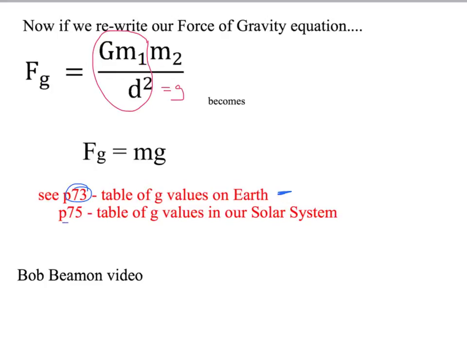There's also, on page 75 of your textbook, a table of little g values in our solar system. So if you were to go to the Moon or Mars or some other planet, you could find out what little g is, and then you could calculate what your weight would be on that planet. When we're in class, we're going to check out this Bob Beamon video. Bob Beamon was a long jumper in the Olympics from quite a long time ago, but it's a cool little video, and we'll see how little g affected his ability to jump in the Olympics.